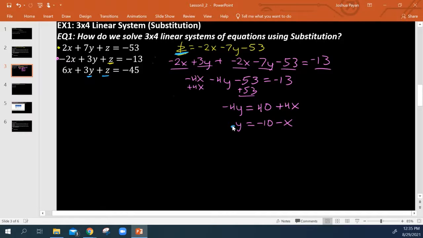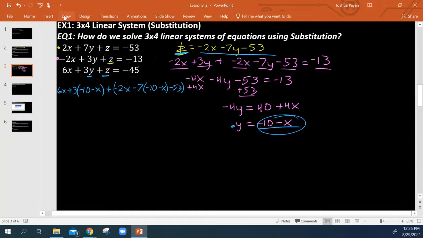So I've got 6x plus 3 times y. Well, this is y, negative 10 minus x. Then I've got plus z. Well, z is this right here, so plus negative 2x, and then minus 7 times y. Well, we know y is negative 10 minus x, and minus 53.